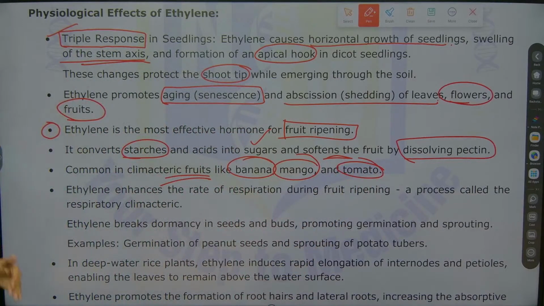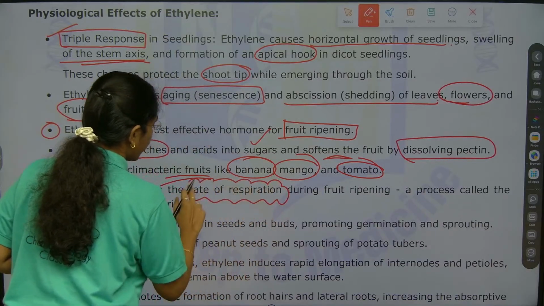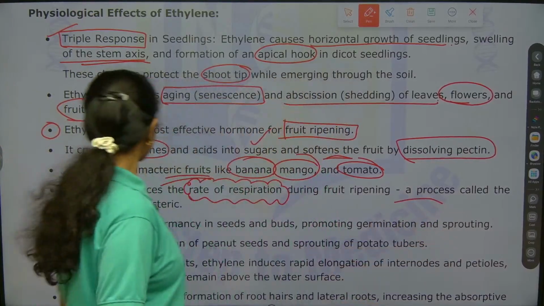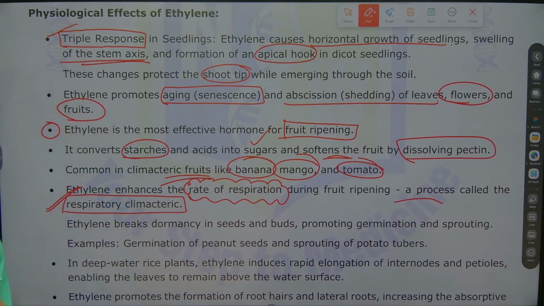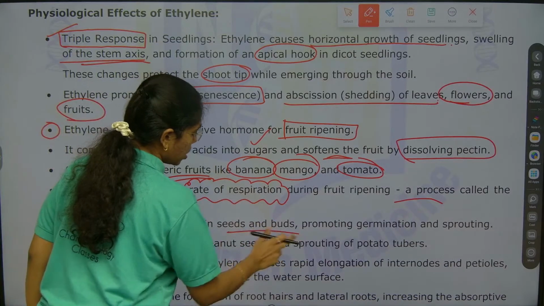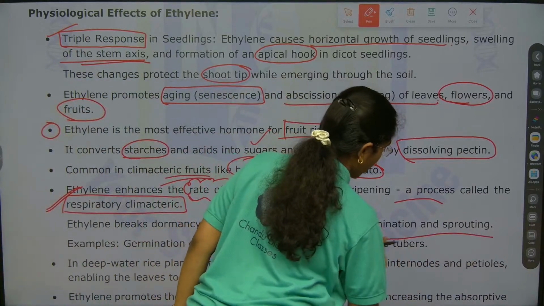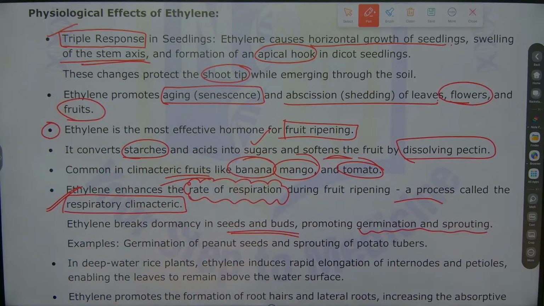Next you see, ethylene will enhance the rate of respiration during fruit ripening, a process called respiratory climacteric. Next, ethylene will break dormancy in seeds and buds. This will promote germination and sprouting.